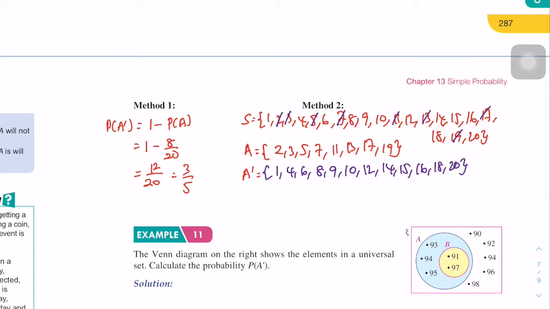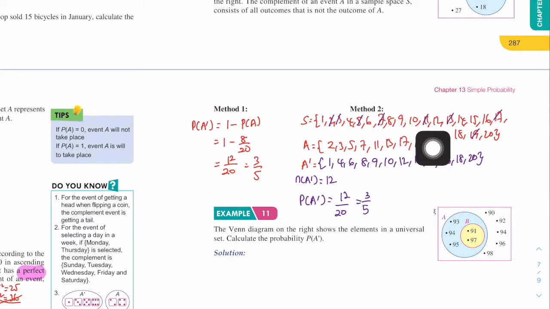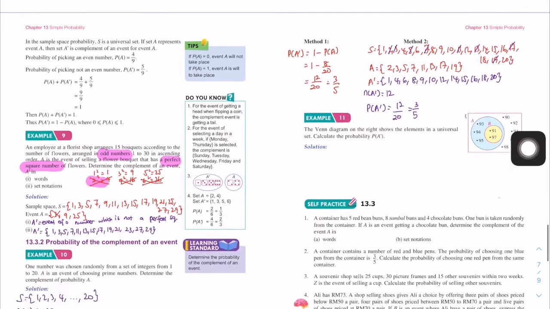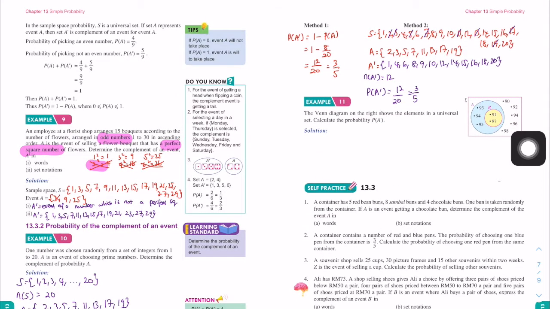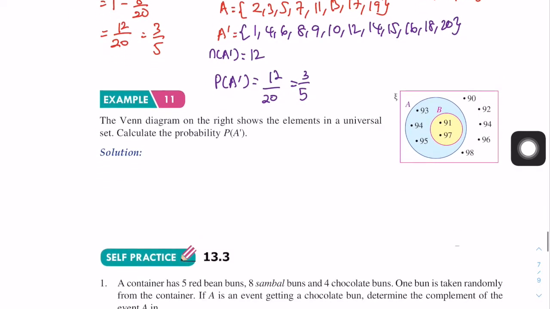So we know that the number of A prime is 1, 2, 3, 4, 5, 6, 7, 8, 9, 10, 11, 12. So the probability of A prime is 12 over 20, or you can simplify it as 3 over 5. So there are two methods that you can use. You can use whichever one you prefer, whichever is the simplest to you. We know that each person has a different perception of the methods, so it's up to you.